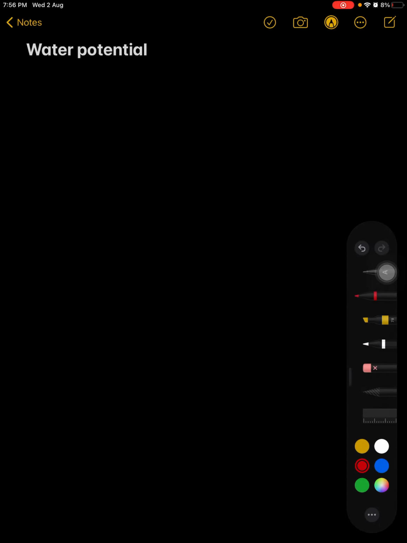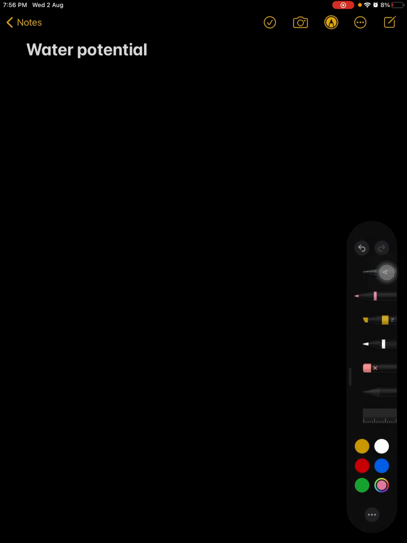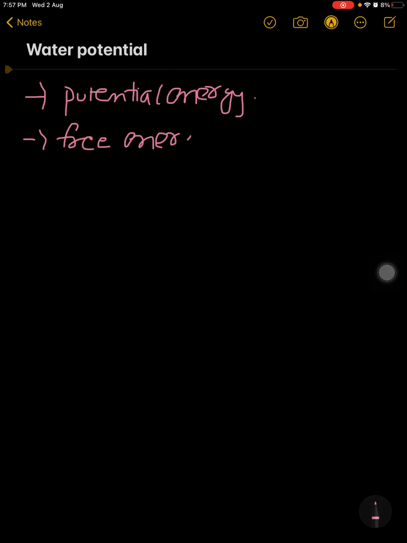So today we will talk about the topic which is water potential. So basically, what is water potential? The free energy, or you can say the potential energy of water, is known as water potential. The free energy of water is known as water potential.